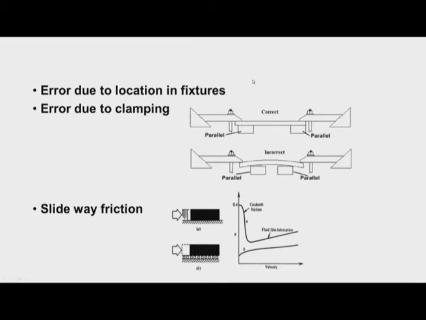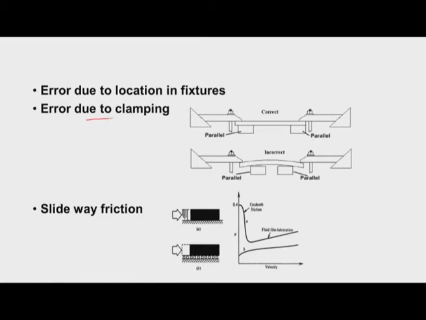When the workpieces are mounted in the machine tool, sometimes jigs and fixtures are used. Maybe the operator has not selected the proper fixture, or while putting the workpiece in the fixture, he may not put it properly. Because of that, dimensional changes may occur.